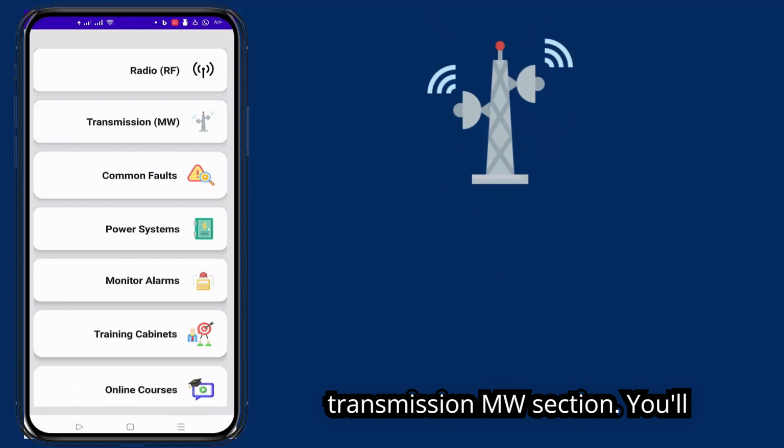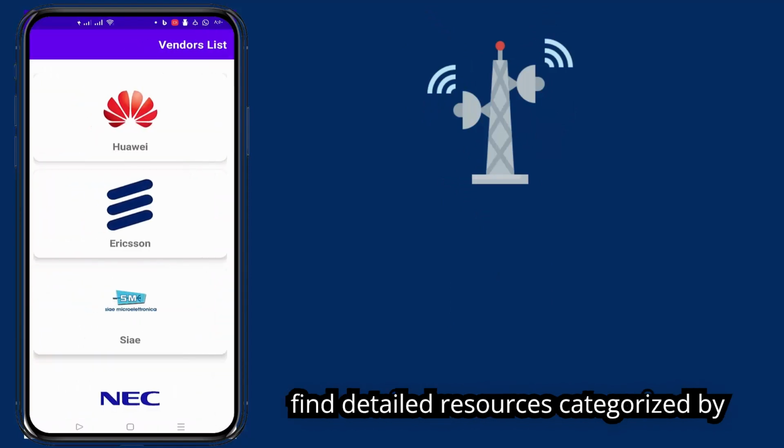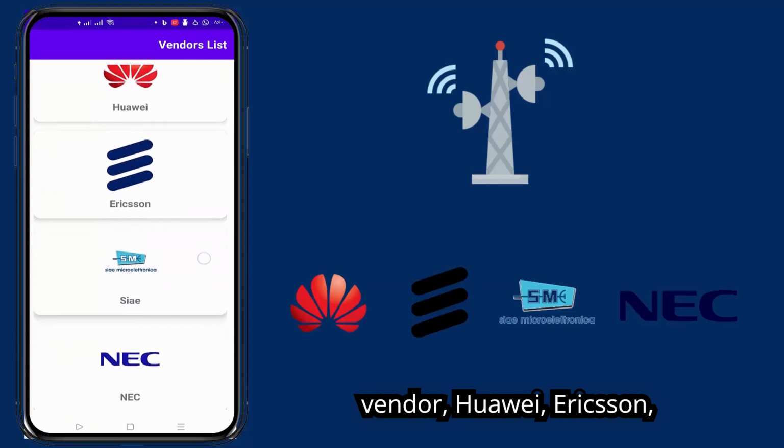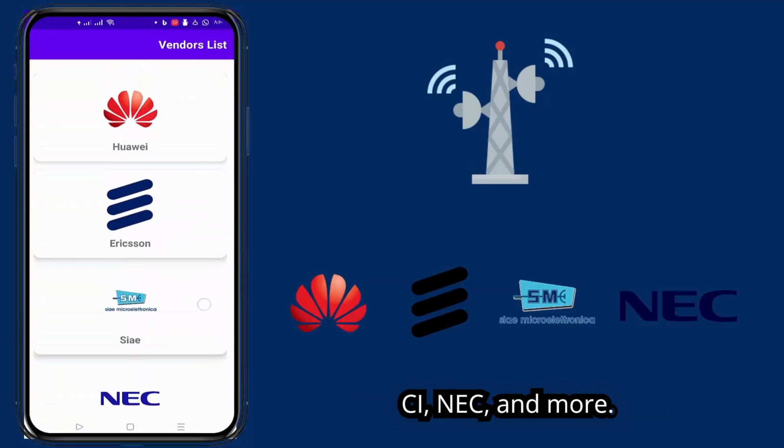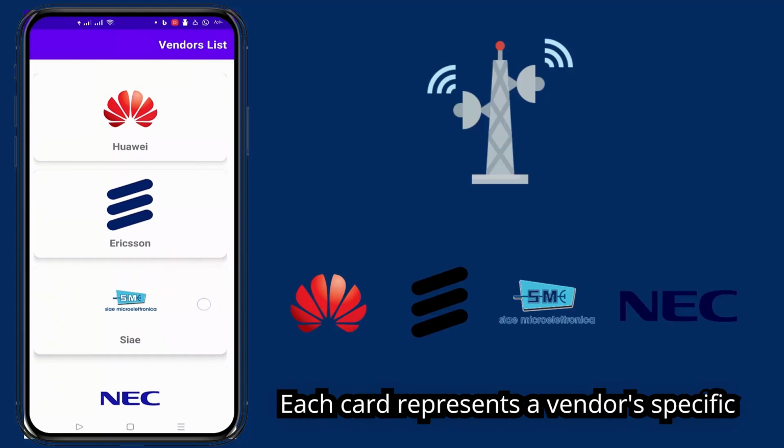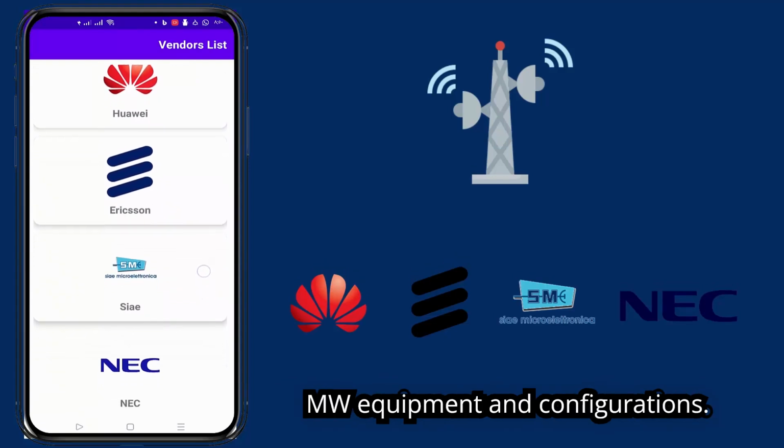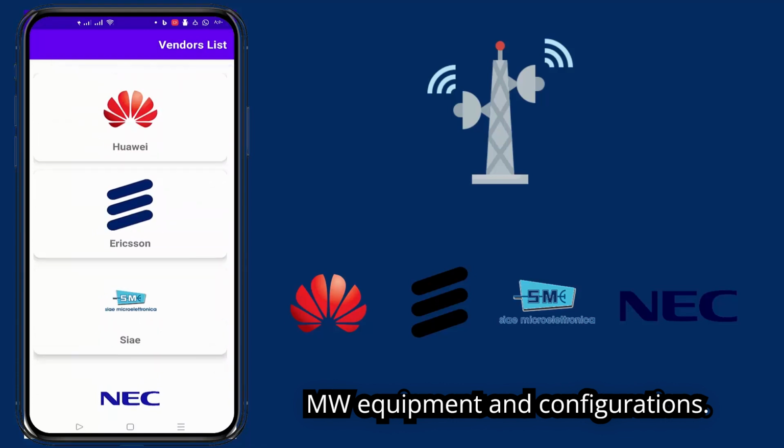Microwave transmission section. When you enter the Transmission MW section, you'll find detailed resources categorized by vendor: Huawei, Ericsson, SIAE, NEC, and more. Each card represents a vendor's specific MW equipment and configurations.